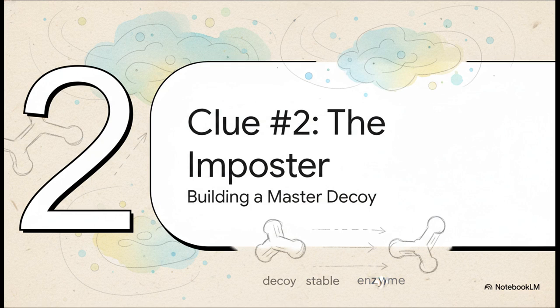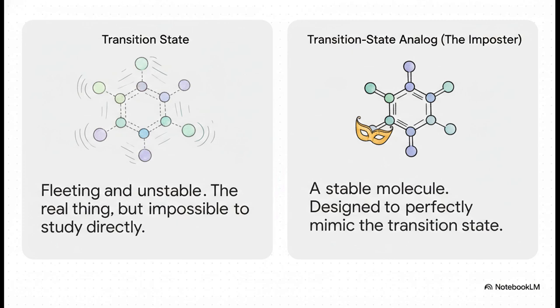But here's the problem, right? That transition state is so incredibly fleeting, we can't actually see it or study it directly. So how do you prove the theory? Well, let's move on to our next clue, where scientists got really clever and just decided to build a decoy. The thinking is, if you can't catch the real culprit, you create a perfect imposter. And that is exactly what a transition state analog is.